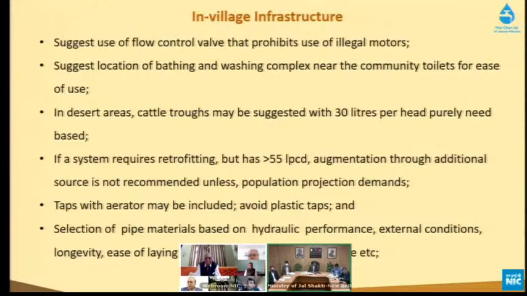Please adopt aerators wherever possible. In one Anganwadi in Tamil Nadu, we found that one Anganwadi worker spent her own money, 150 or 200 rupees, and fitted an aerator, and that really helped to save a lot of water. So that sort of good principle is happening already. Good things are happening on the ground, so we need to emulate that. And selection of pipe materials, my colleagues will speak.